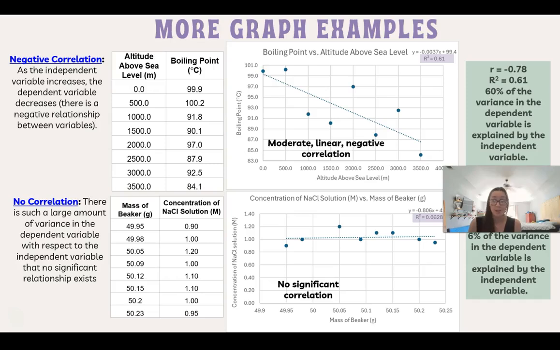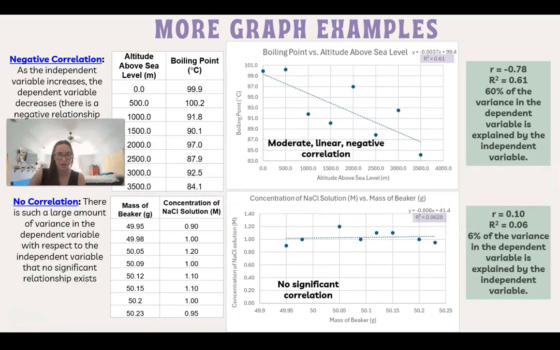Maybe there's some other factors that you did not account for here, or there's some type of random error in your measurements. That means 40% of the variation in your data is not explained by solely the level above sea level. Maybe you didn't account for things like temperature, which can significantly affect the boiling point of your solution. I mean external temperature. And then let's look at something with no correlation.